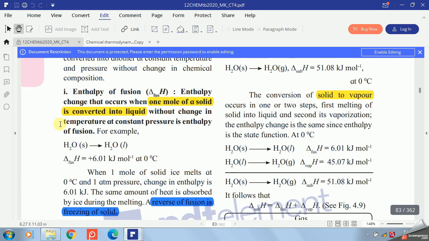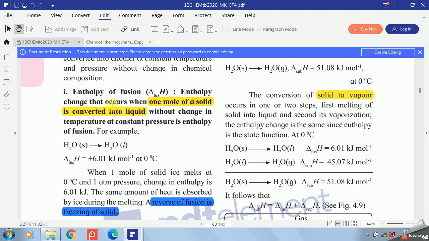So let us consider the first process, fusion. All are familiar with fusion: solid is converted into liquid. Don't write the definition like "it is the enthalpy change when solid is converted into liquid." This is not valid for the answer. So what is the correct definition?